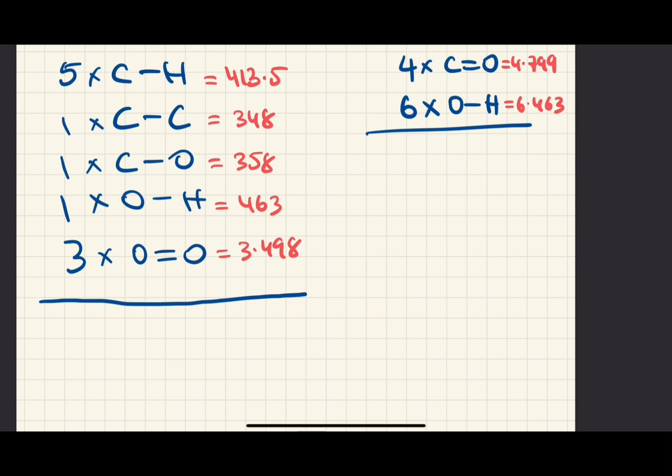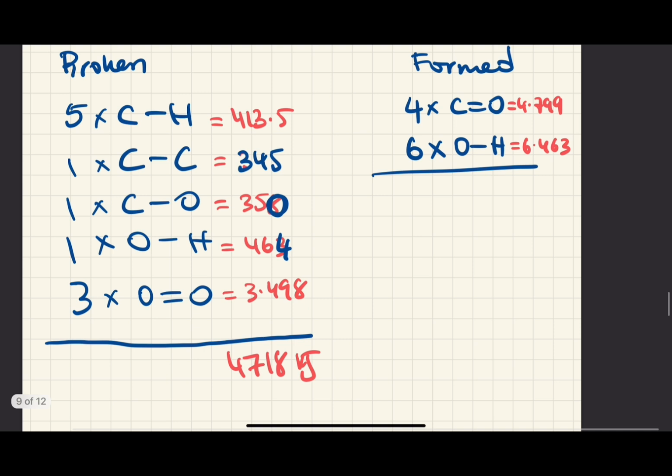Now if you do the sum of this stuff, you should approximately get like 4,718. It should be somewhere close to there. Now I used the ones in here with 3, 4, 5, 4. I used a different table, but their values are almost the same, so 350. If you use this one, and this is 464, everything else is the same.